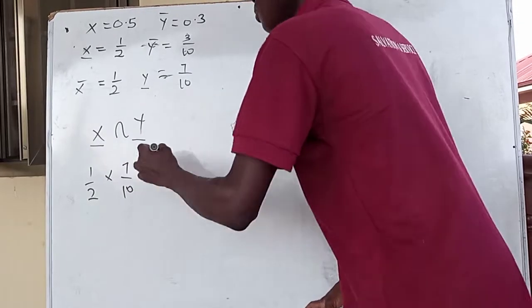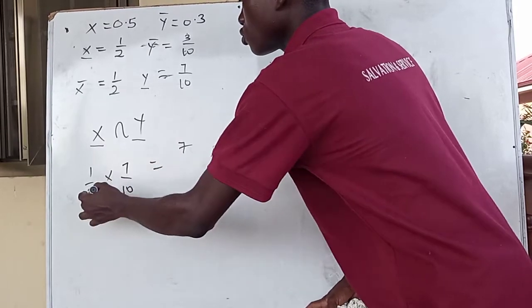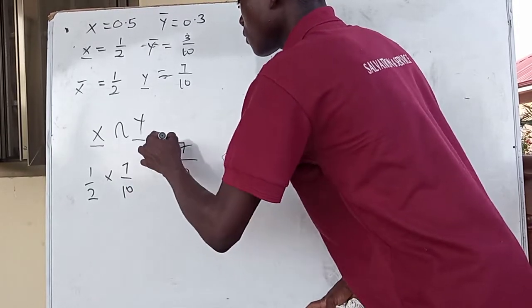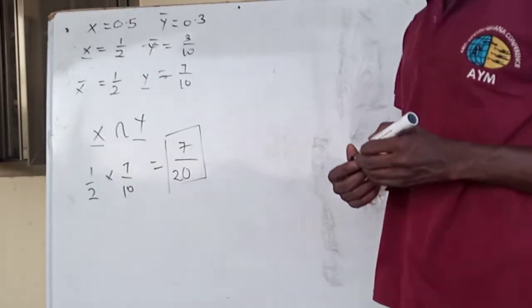7/10. So we are multiplying. 1 times 7 is 7. 2 times 10 is what? 7/20. This is our final answer.